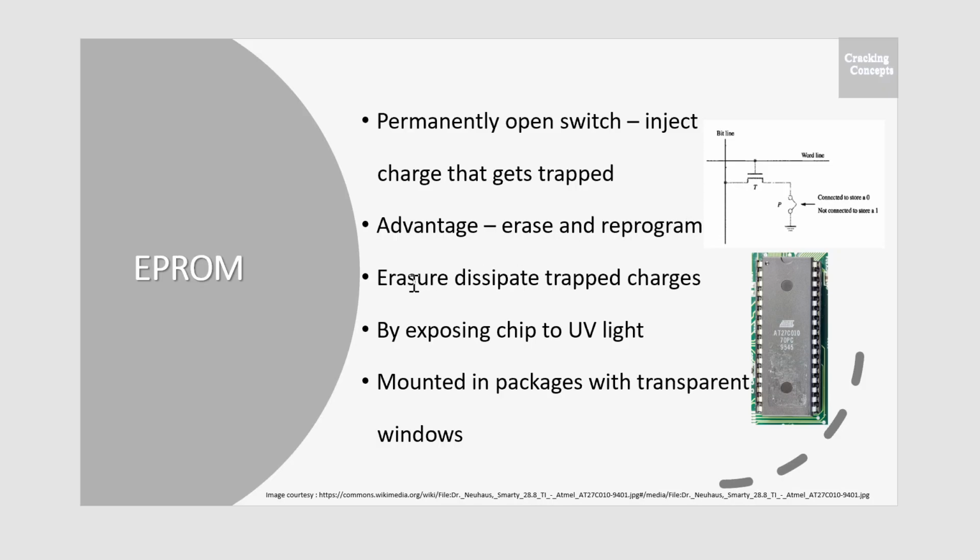Erasure requires dissipating the charge that is trapped in the transistor of the memory cells, and this can be done by exposing the chip to UV light. For this reason, they are mounted in packages that have transparent windows.